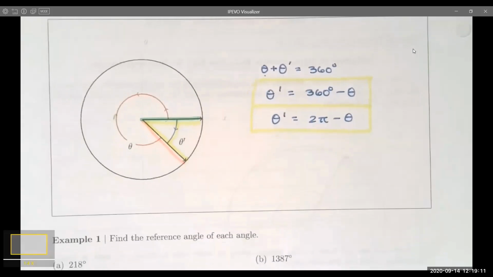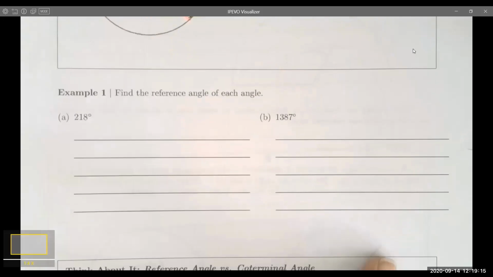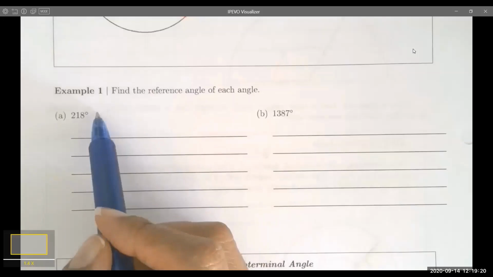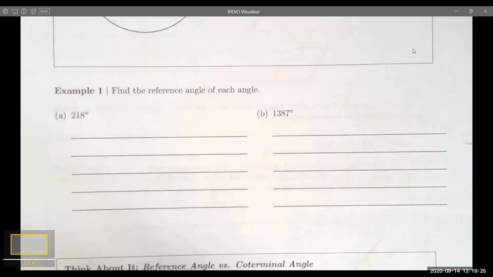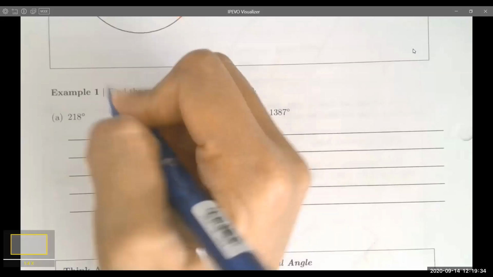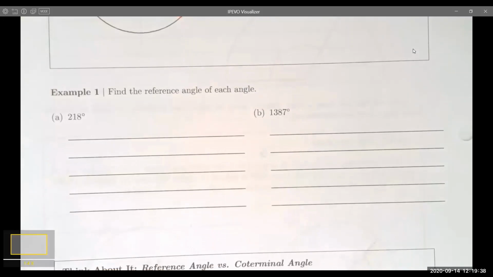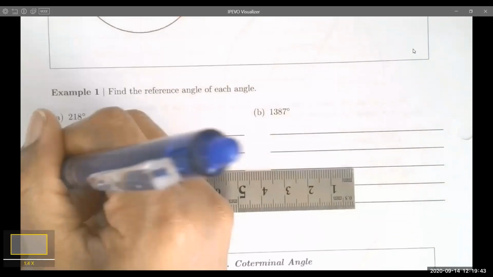Okay, so let's apply this definition of a reference angle and the calculations that we've just done by taking a look at example number 1. In example 1, we're being asked to find the reference angle of 218 for part A. So 218 is going to terminate not in quadrant 2, right? Because in quadrant 2 is an angle that is between 90 and 180. But let me just draw a diagram so that we can get a better feel for what that looks like.